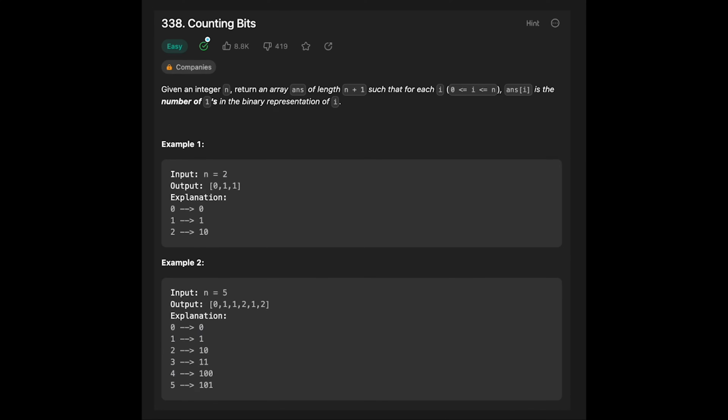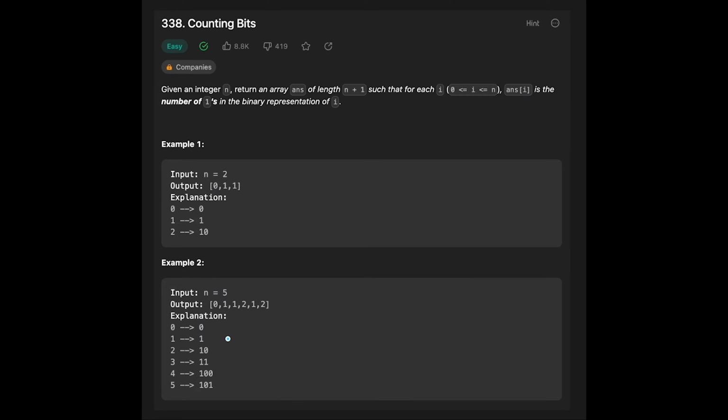Hey everyone, today we are going to solve the LeetCode question Counting Bits. You are given an integer n, return an array answer of length n plus 1, such that for each i, answer[i] is the number of ones in the binary representation of i. Let's see the example. We should check example 2. n equals 5, output is 0, 1, 1, 2, 1, 2.